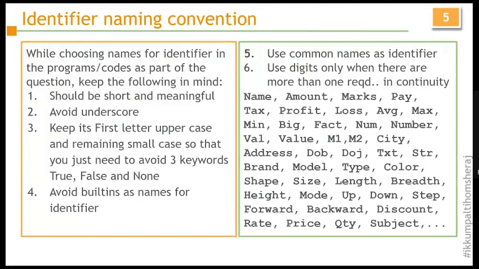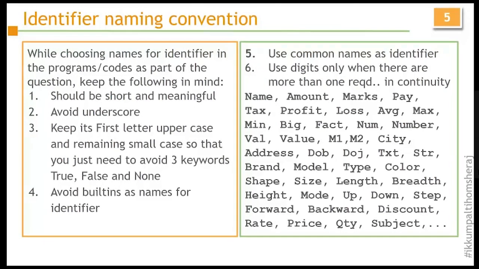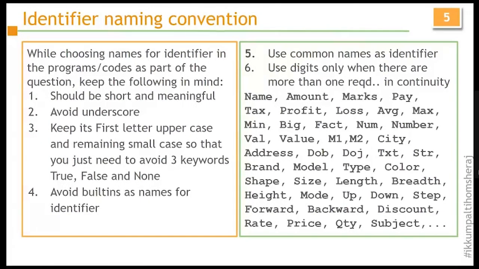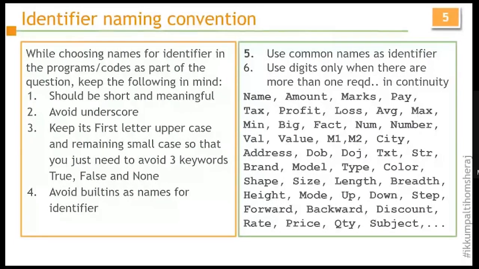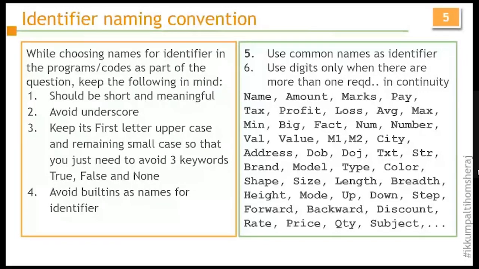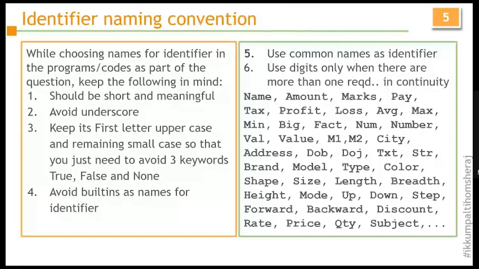You don't have to remember all the keywords all the time while naming variables. So if you are keeping the first alphabet capital and the remaining small, you just have to make sure that your identifier name does not match only these 3, and it can be anything. Avoid built-ins as names of your identifiers. It will not make any difference in the logic, but it will create confusion for the children. So that is why we should avoid built-ins as names of identifiers. Another very important thing is to use common names which children can identify and relate to. Do not use complicated names or unheard names.